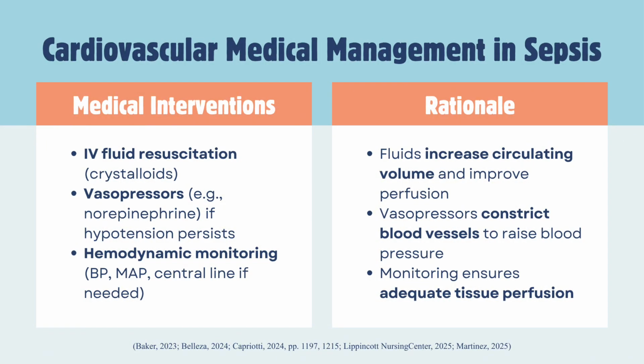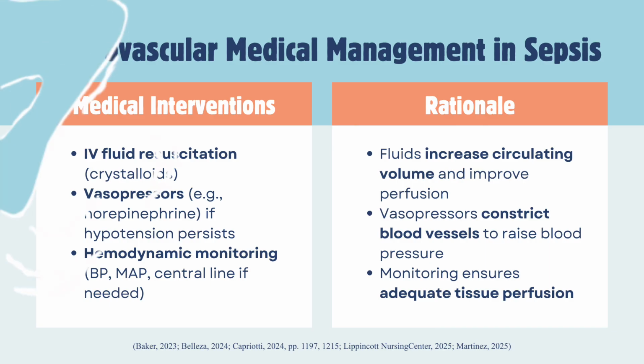In cardiovascular management of sepsis, the primary interventions focus on restoring and maintaining adequate perfusion. IV fluid resuscitation with crystalloids is used first to increase circulating volume and improve tissue perfusion. If hypotension persists despite fluid administration, vasopressors such as norepinephrine may be initiated to constrict blood vessels and raise blood pressure. Continuous hemodynamic monitoring, including blood pressure and mean arterial pressure, is essential to evaluate response to treatment and ensure adequate tissue perfusion. In more critical cases, central line monitoring may be required for more accurate assessment and medication administration.